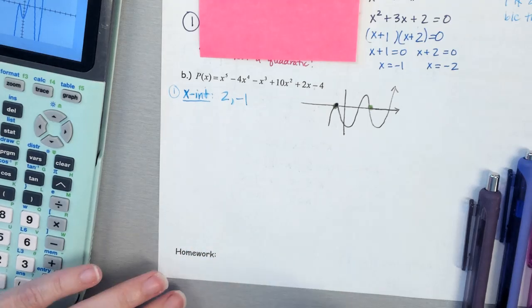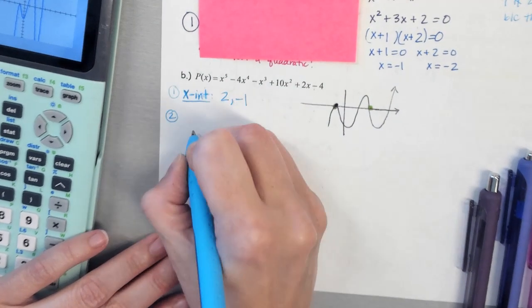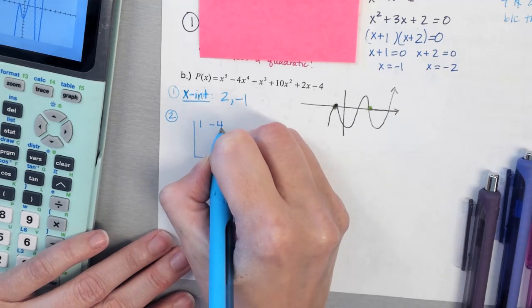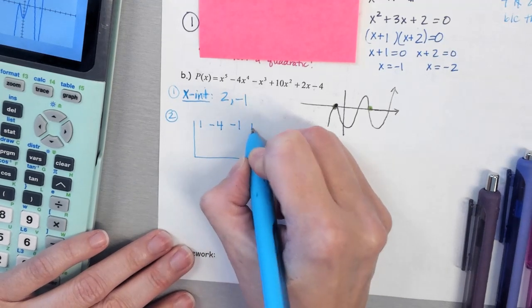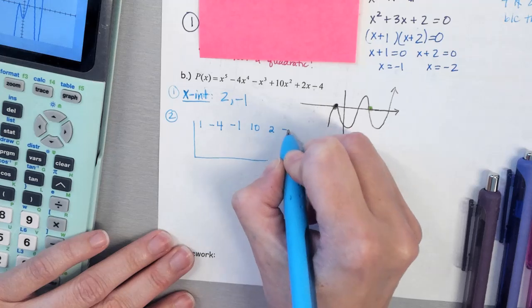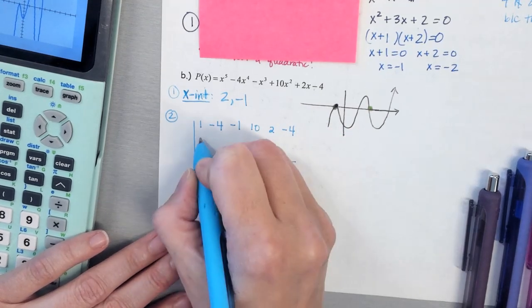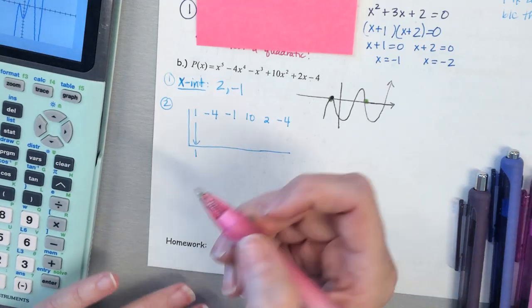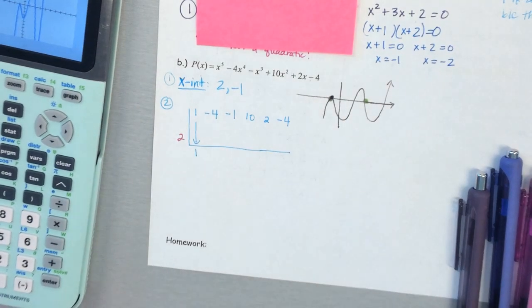Okay, so then that's step 1. For step 2, we're going to do our synthetic division. So you have x to the 5th, x to the 4th, x cubed, x squared, linear, constant, so you're not missing anything. Okay, again, does not matter which one you start with. I just started with the 2 because I wrote it down first.